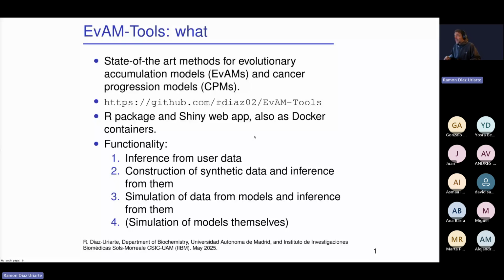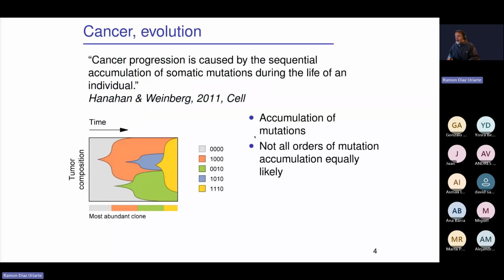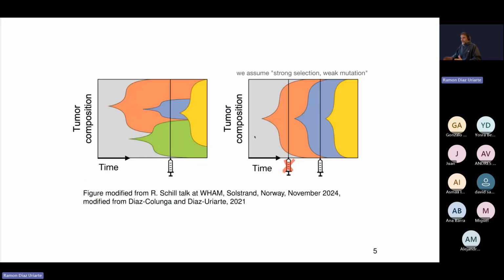Since cancer progression models and evolutionary accumulation models might not be familiar to everybody, let me start with a quick outline of what they are. This is the basic motivation for them. The idea is cancer as an evolutionary process where not all orders of accumulation of mutations are equally likely, basically because we might have epistatic interactions, so that mutating gene B might lead to a lethal outcome unless you have mutated gene A previously. So this is the basic setup.